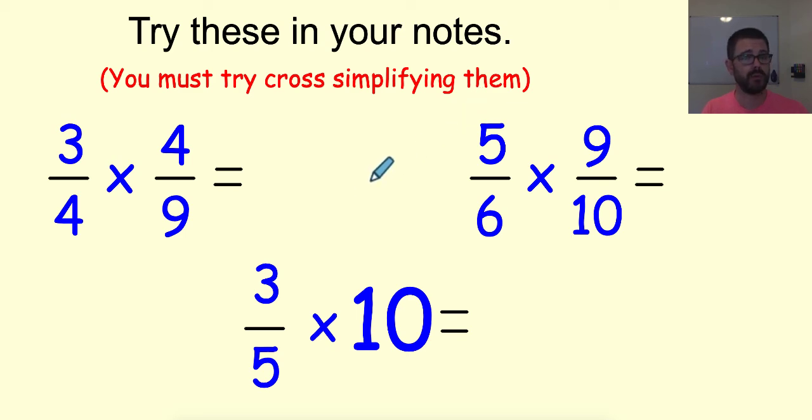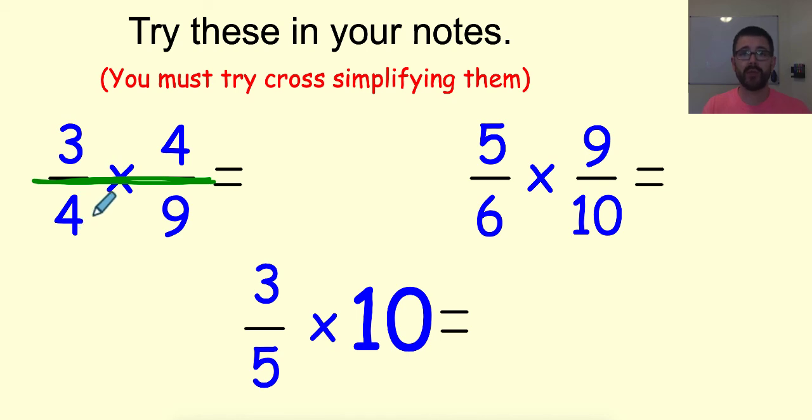Did you pause? Did you try them for yourself? All right, now let's try them together. Again, look to see what could I cross simplify. And there are going to be some problems where you can't find anything to cross simplify, and that's okay. So don't feel like it has to find something to divide. You just look to see what can be divided.